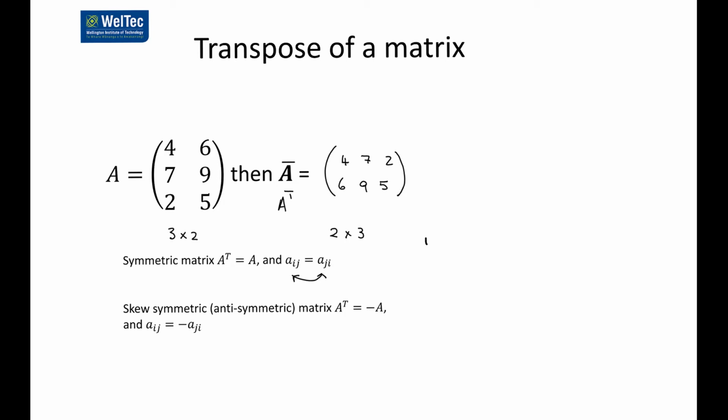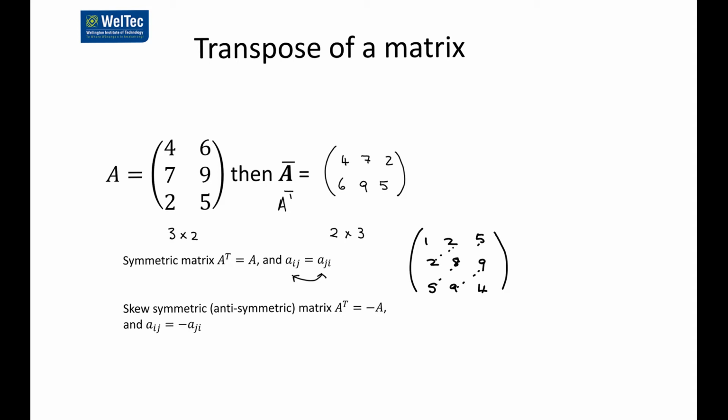Let's have a look at 1, 2, 5, 2, 8, 9, 5, 9, 4. And we can see that this one is symmetric. The numbers are symmetrically placed across that diagonal.